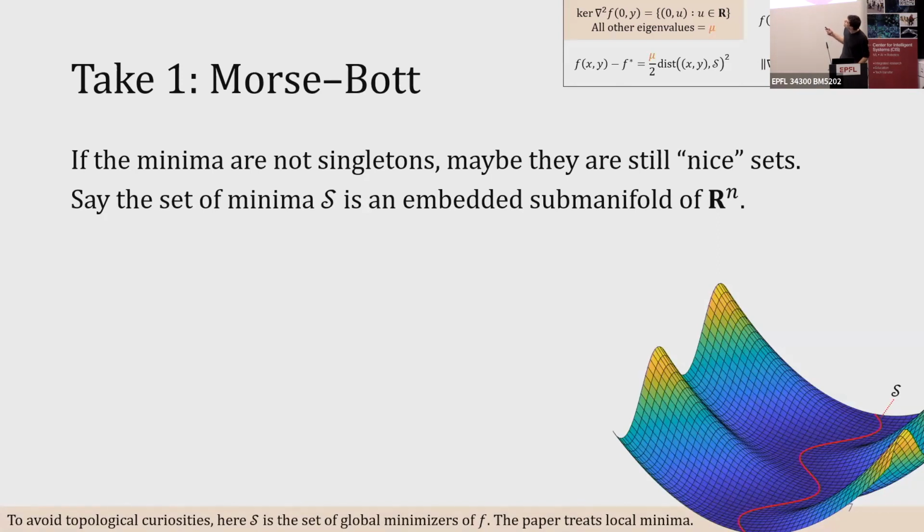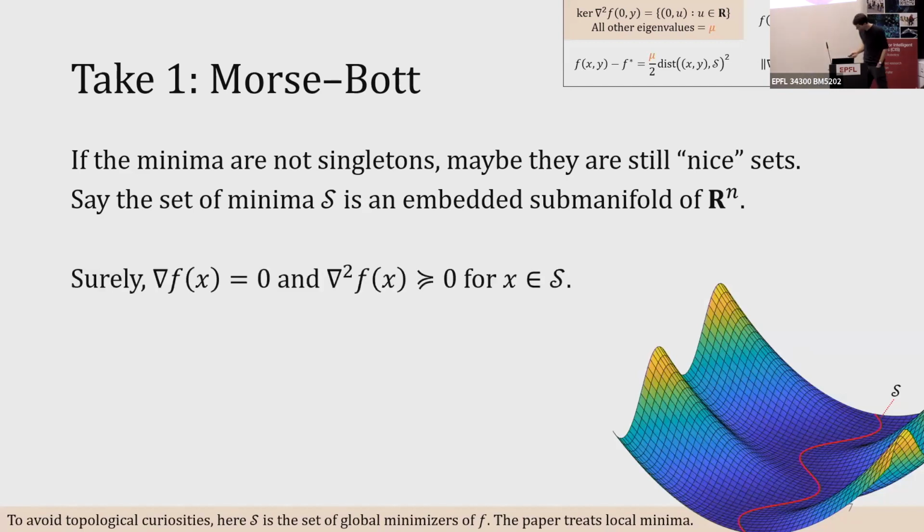So the Morse-Bott property condition assumption starts this way. You would say, let's assume that the set of minimizers of my function is an embedded submanifold of Rn. And then we're going to assume that the function behaves nicely along that set of minimizers. In the case of an isolated minimizer, that meant the Hessian would be positive definite there, but we cannot have that anymore. So what else can we do?